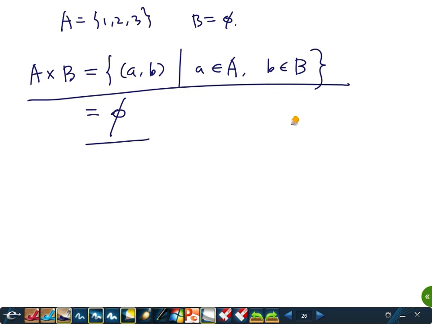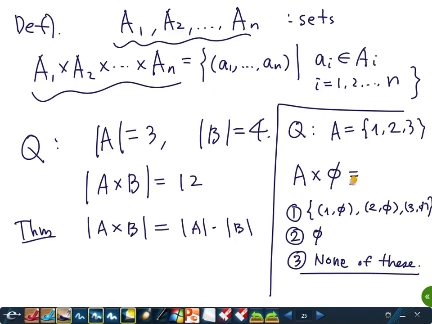All right, so we learned many things about sets. Oh yeah, by the way, actually, you can guess this from this theorem, right? The cardinality of A times B is the cardinality of A times the cardinality of B. Apply this here. The cardinality of A times the empty set must be equal to the cardinality of A times the cardinality of the empty set. The cardinality of the empty set is 0, so 3 times 0 is 0. So yeah, it must be the empty set.